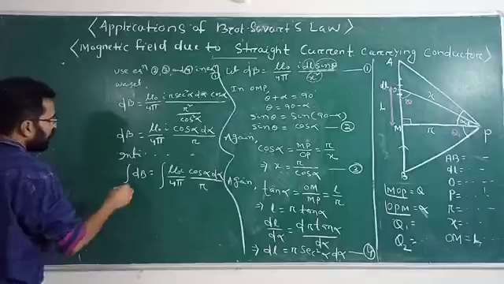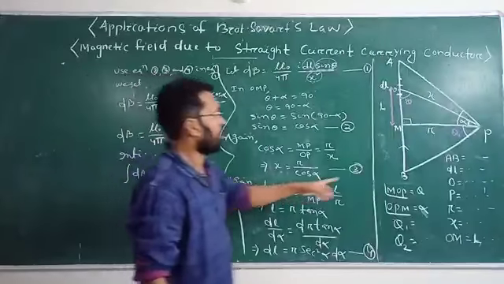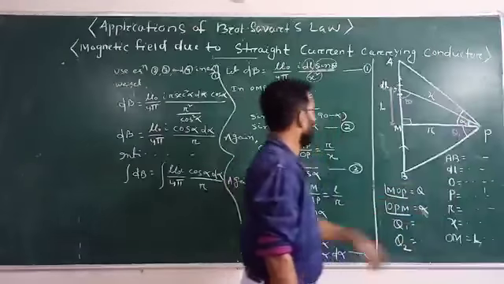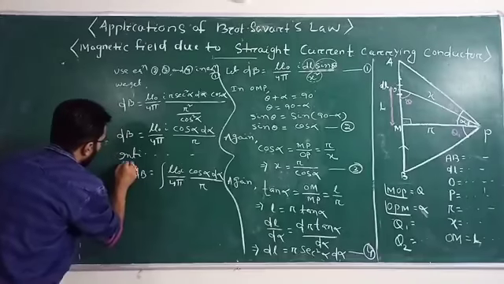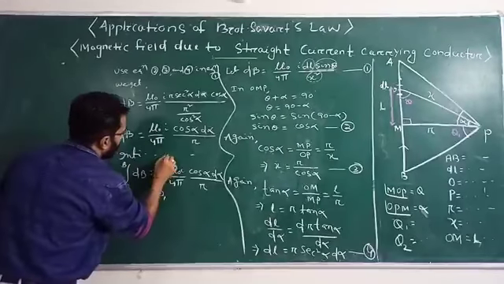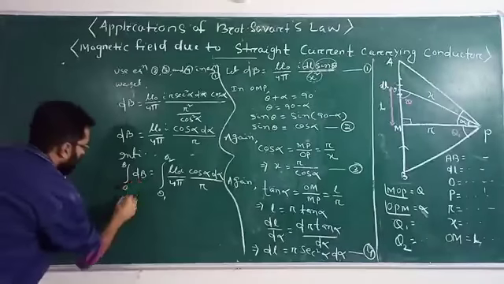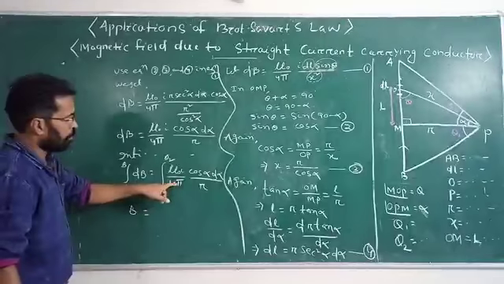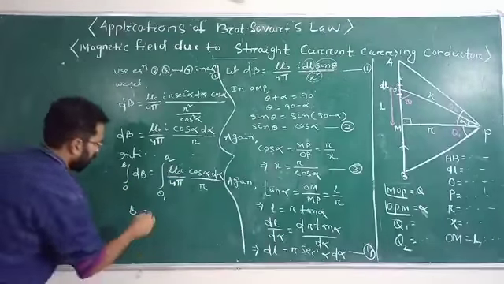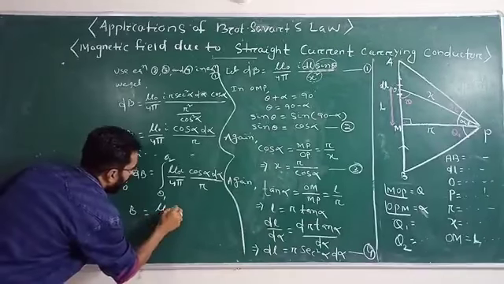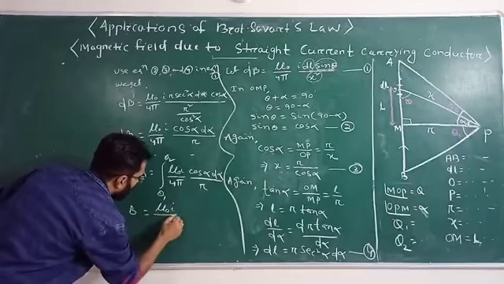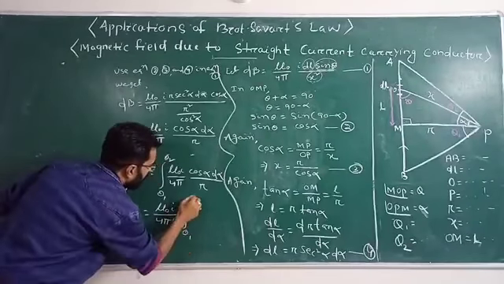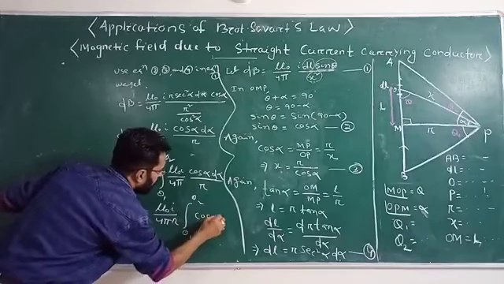So here the lower limit is theta 1 and the upper limit is theta 2. It is 0 to B, and it is theta 1 to theta 2. Okay, students, it is where you got B. Now the constants mu naught, I, 4 pi, r, all are constant, taking outside. Mu naught I upon 4 pi r, the remaining is only theta 1 to theta 2 cos alpha d alpha.